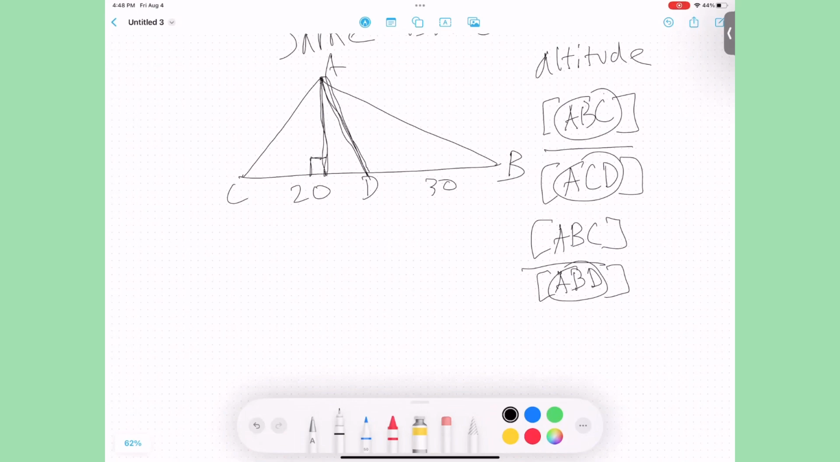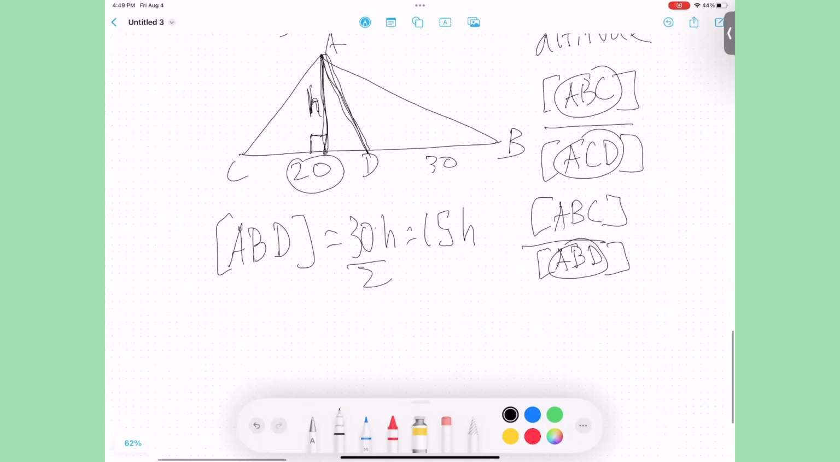That's why all three triangles have the same altitude, and I think after this it's not too hard to figure it out, right? You just say the altitude is H, and then we had the triangle area of triangle ABD, right? Which is just 30 times H over 2, 15H. And then the triangle ABC, right? You just add these up, you get 50, and then you multiply it by the height, which is just H.